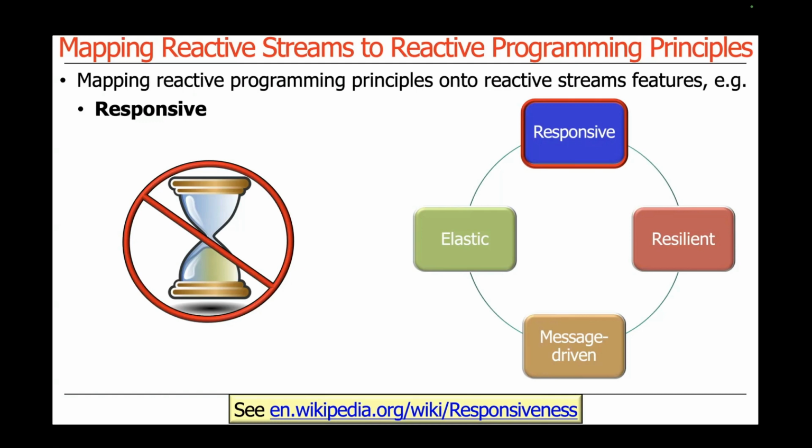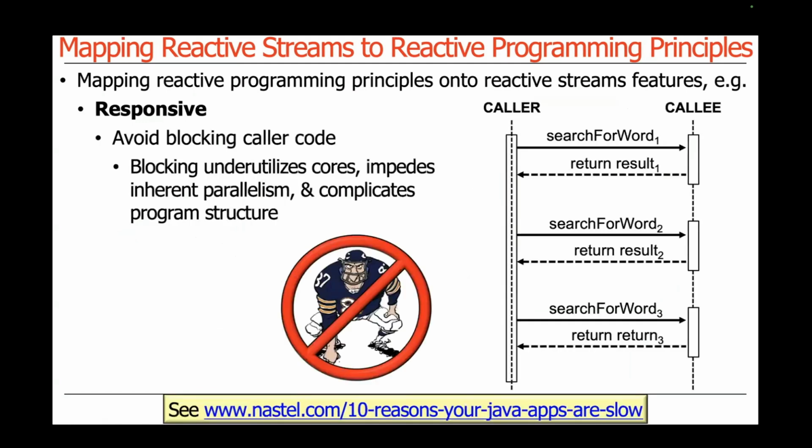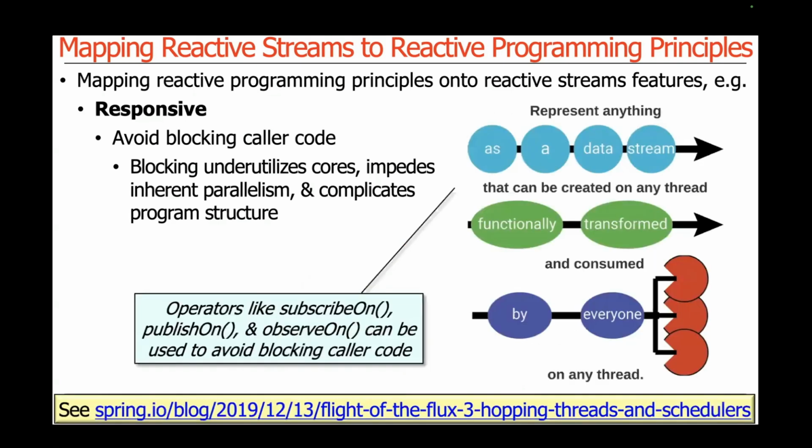And the idea is not to block anything unduly. And to do that, you have to avoid blocking calling code or caller code. And remember, the reason for doing this is because when you block, you tend to underutilize processor cores, which impedes the ability to leverage inherent parallelism. It can also complicate program structure, and so on and so forth.